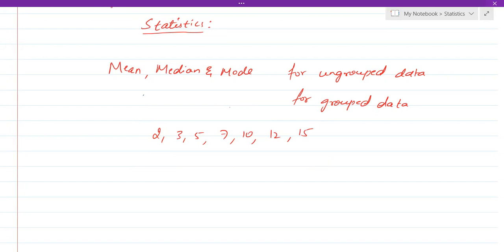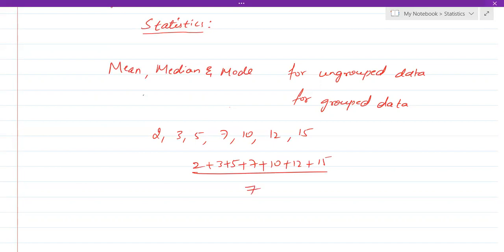So finding mean, median, mode for ungrouped data, we have learned it last year. How did we find mean? We have to add all the data, that is 2 plus 3 plus 5 plus 7 plus 10 plus 12 plus 15, divided by the total number of data. The total number of data here is 7. So that will give you the mean.